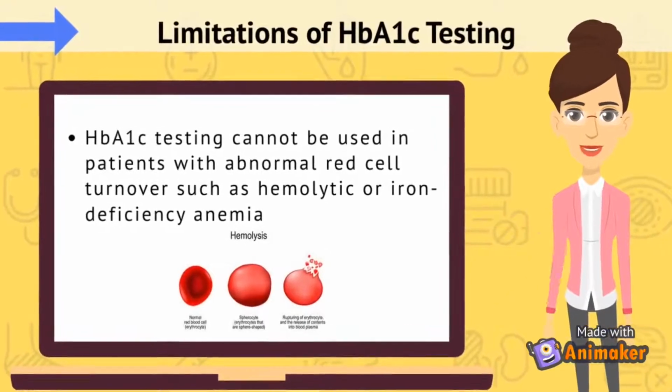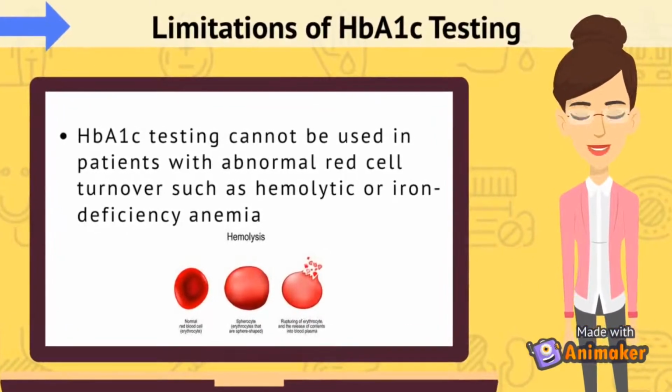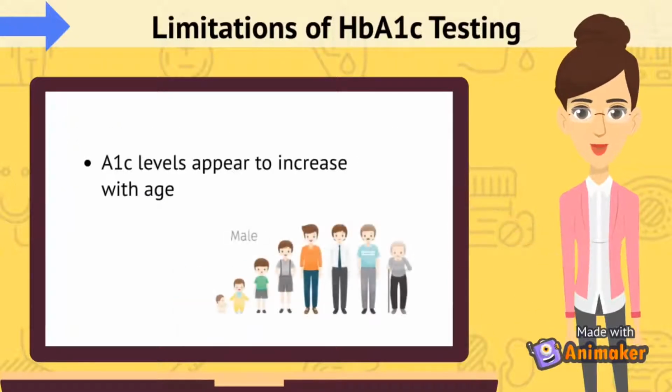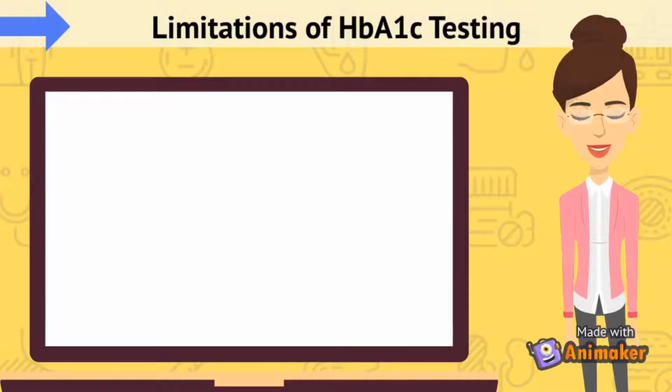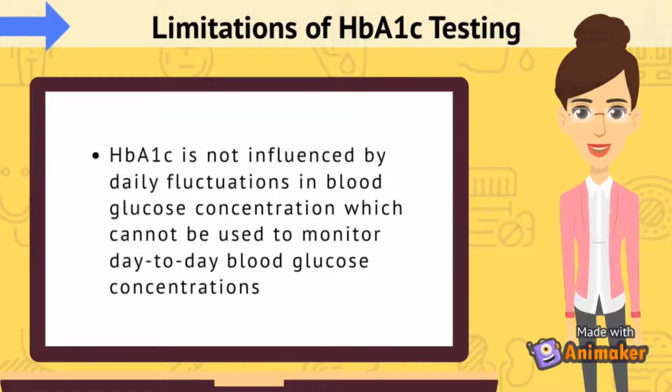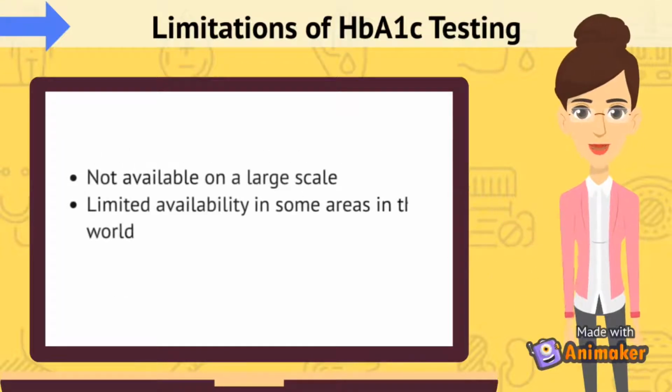Next, the HbA1c test also has its limitations, which are that this test cannot be used in patients with abnormal red cells, and the A1c level will also appear increased with age. This test also will not be influenced by daily fluctuations in blood glucose concentration, which makes it unsuitable for adjusting insulin doses.